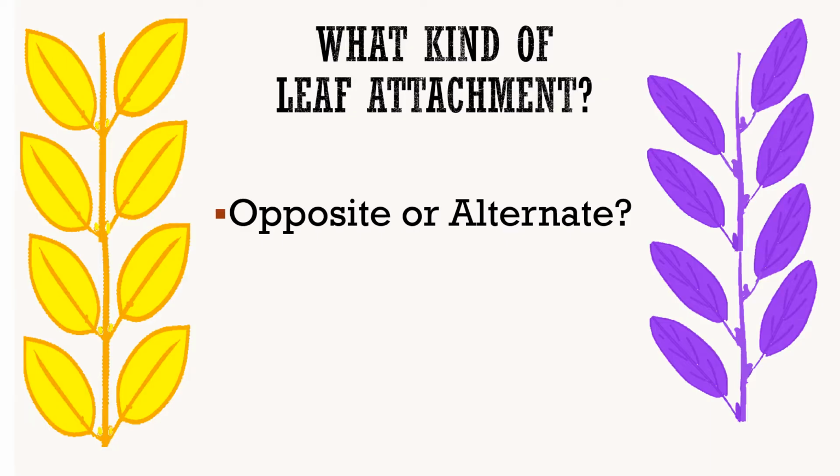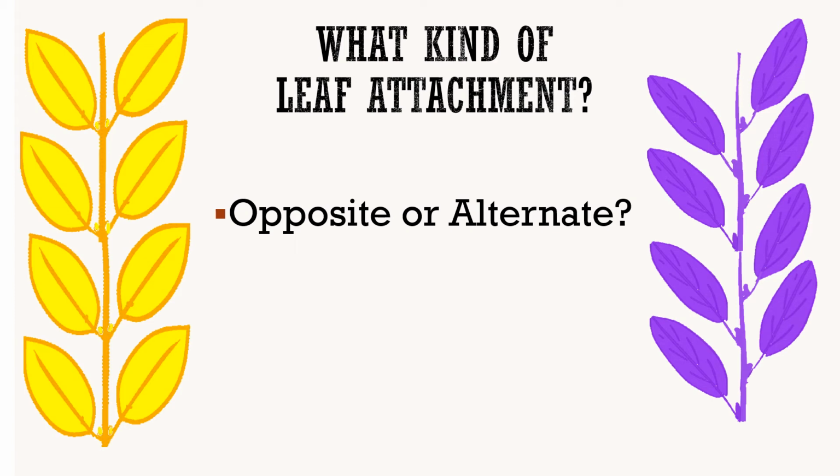So the next question we're going to be looking at on the brochure is, what kind of leaf attachment does your tree have? Is it opposite or alternate? Opposite is when there are 2 or occasionally more leaves growing at the same level, at the same node, exactly the same place on the twig on opposite sides. Alternate is when there's only 1 leaf growing at each node, and a little bit higher there'll be another leaf, a little higher another leaf.